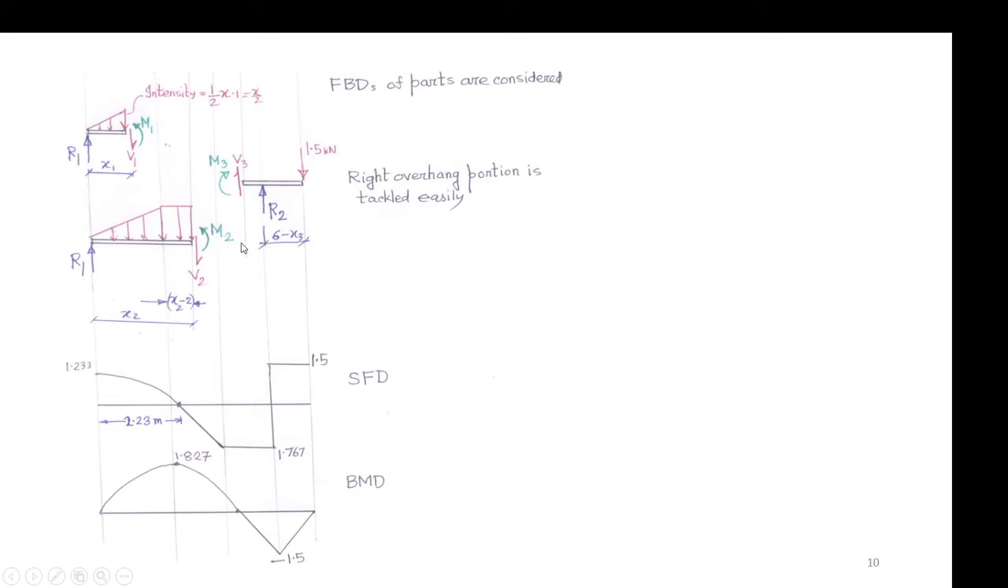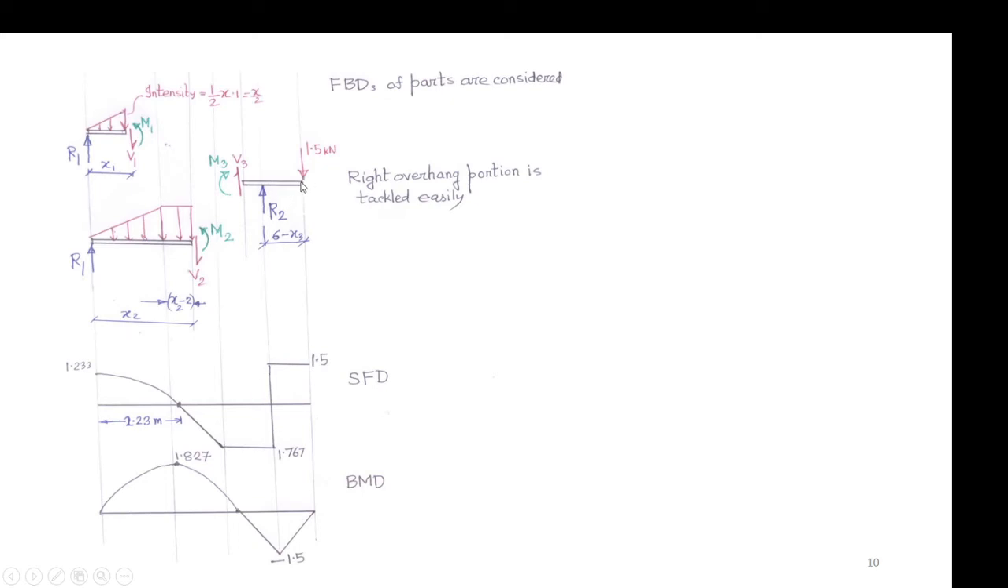So anyway, it is at x3 distance, so 6 minus x3. Now you can examine carefully the shear forces and bending moment. Please examine that the shear force is not linear for certain cases. When the loading intensity is uniform, the shear force is linearly varying. When the loading intensity is varying, the shear force is non-linearly varying, parabolically. And when the loading is absent, you have a constant shear force without change.